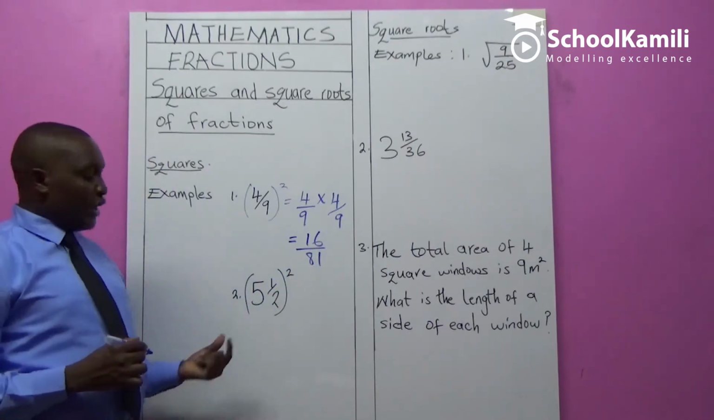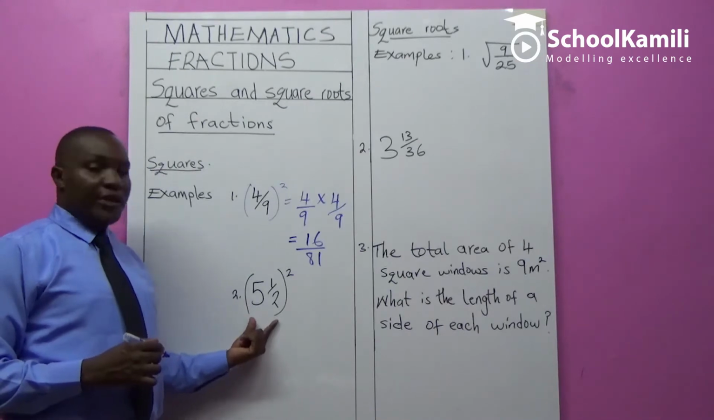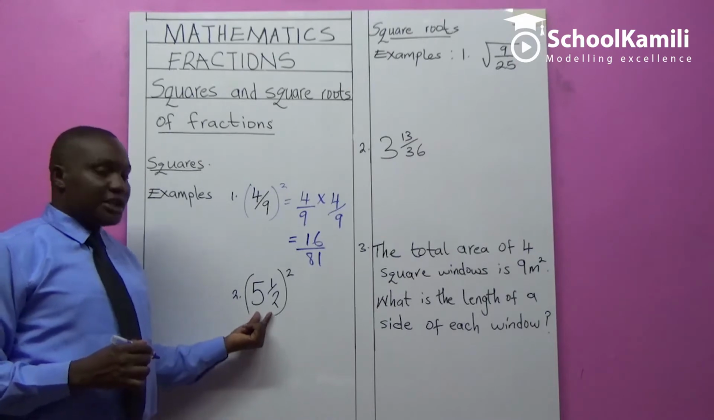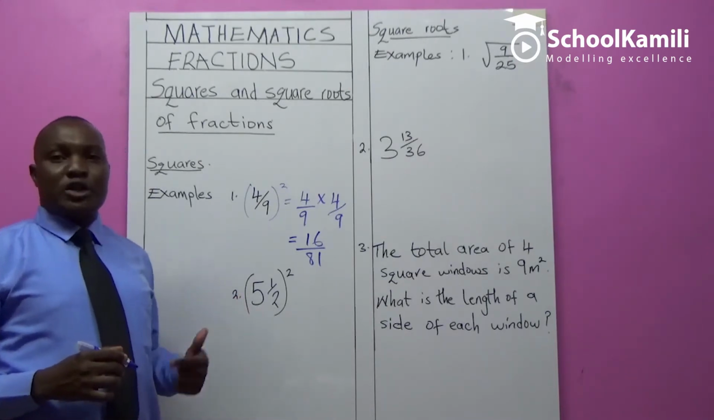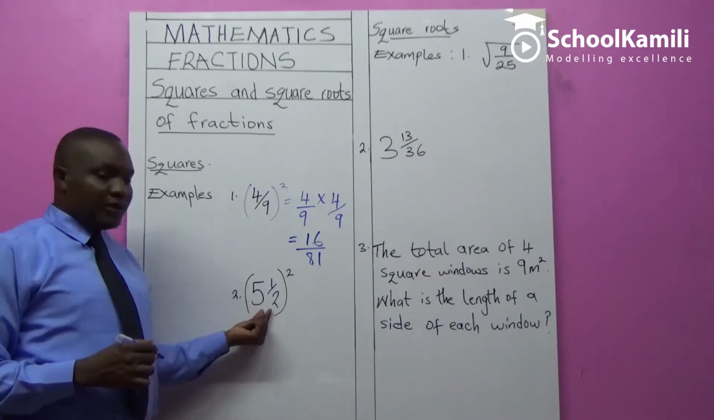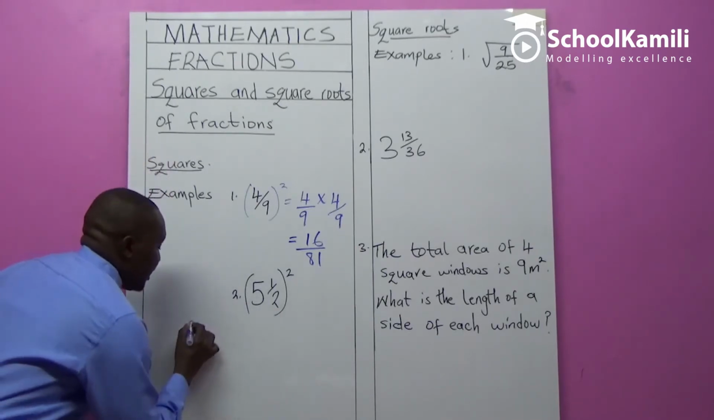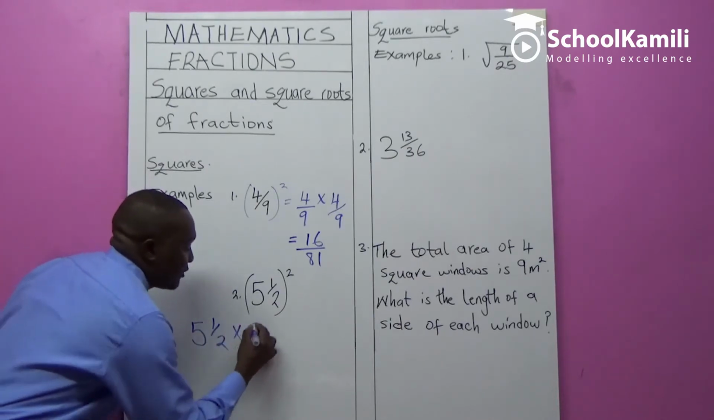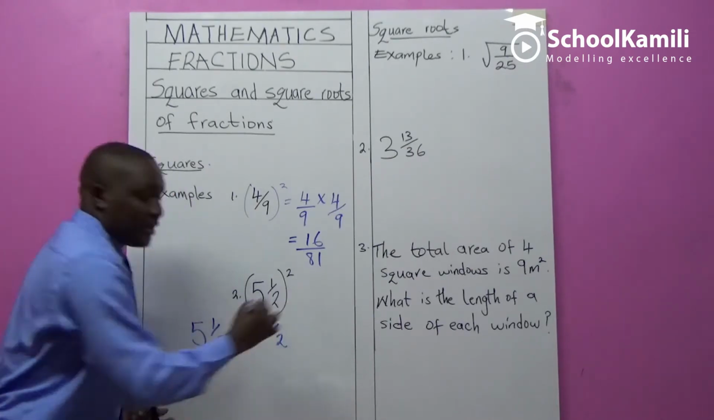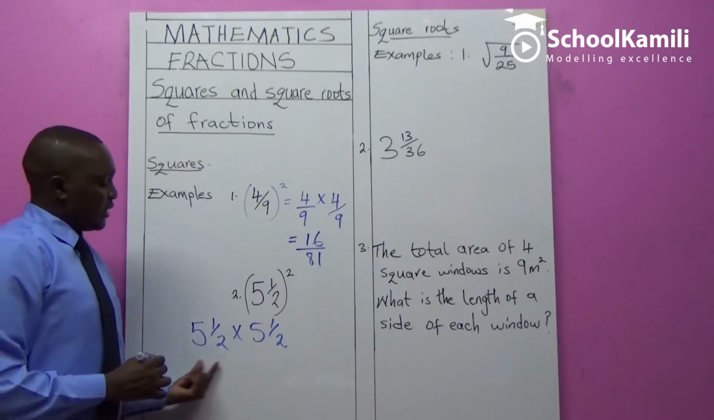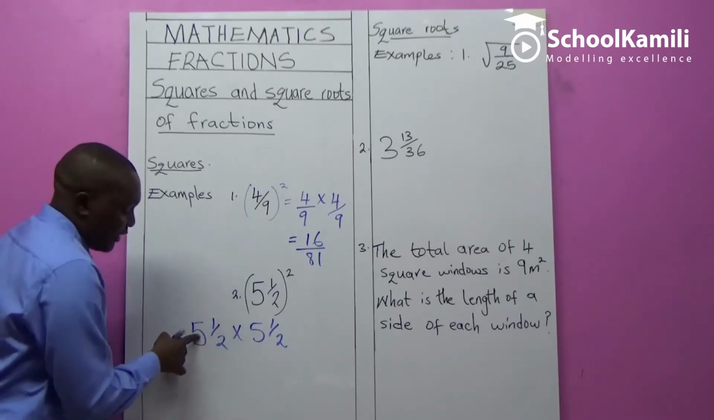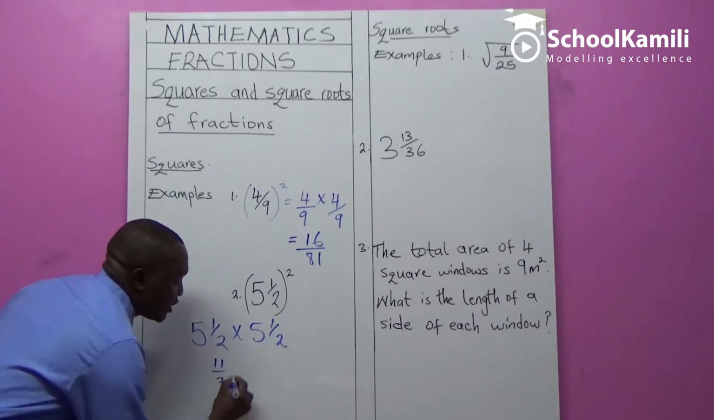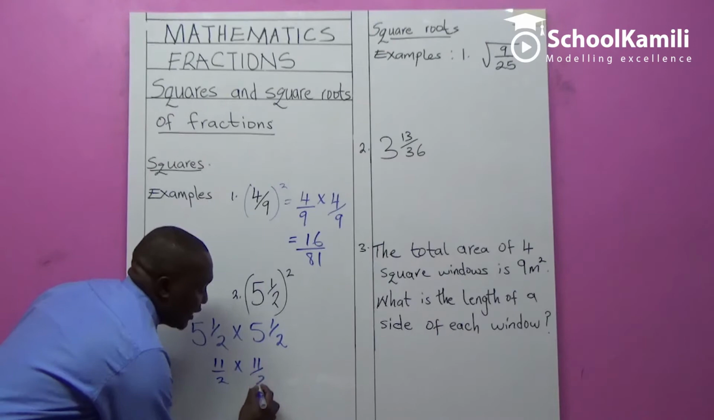Given a mixed fraction, how do you get the square of a mixed fraction? The rules are still the same. Change the mixed fraction into an improper fraction first. We are saying that a square means multiply a number by itself: 5½ multiplied by 5½. Change the 5½ into an improper fraction: 5 multiplied by 2, which is 10, plus 1, you'll get 11 over 2. Multiply again by 11 over 2.